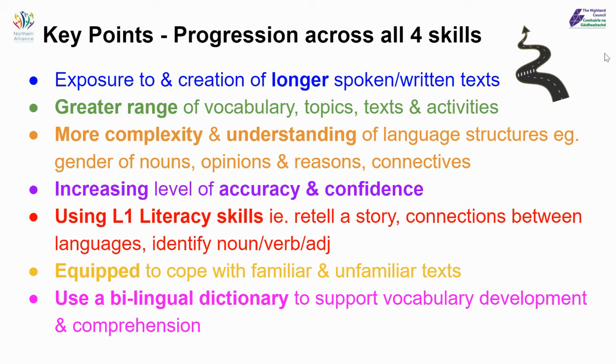So when we're looking at progression at this level, we need to be thinking about the length of the different texts, the range of language, the complexity of language structures and how well learners understand them, how accurate and confident they are, how they use their own language, their L1, to help them, and do they have the skills to be able to work things out for themselves? Are they equipped with transferable language skills? And do they know what support to use, such as a bilingual dictionary? So these are the key things that we need to build in throughout second level to prepare them for going to secondary school.